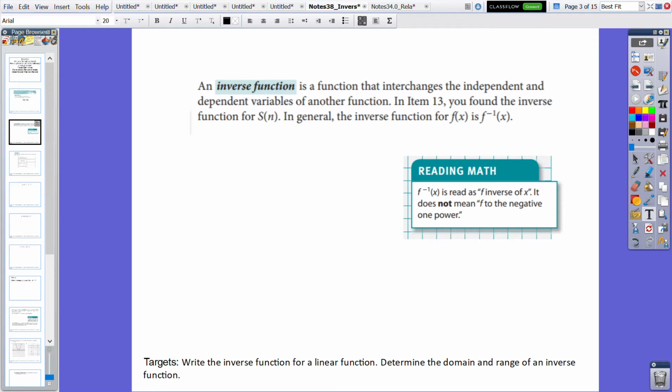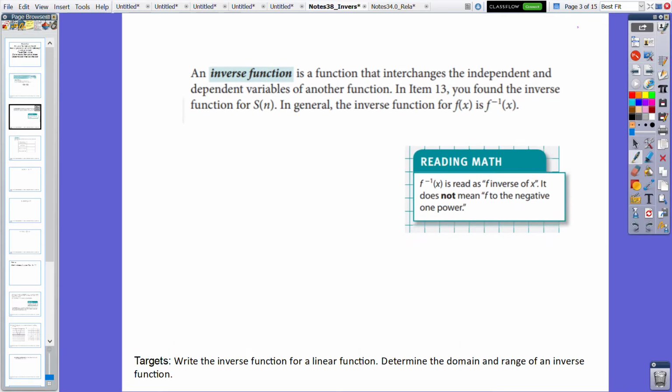But when we talk about the inverse function, a couple things we need to know. First of all, just like it says right here, we switch out the independent or the x variable for the dependent variable and vice versa, which is the y. So with an inverse, we have to switch the positions and the roles that x and y play.